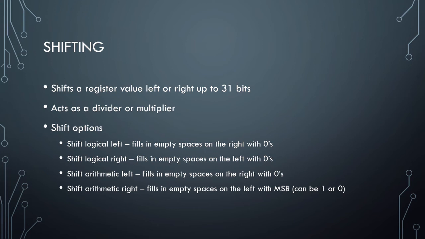But then we have shift arithmetic right, and this one is kind of unique. Because what this does is any spaces on the left are not filled with zeros, but they're filled with the most significant bit. So whatever the most significant bit is, it can be a 1 or a 0, it fills those empty spaces.